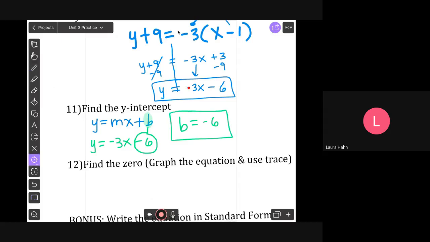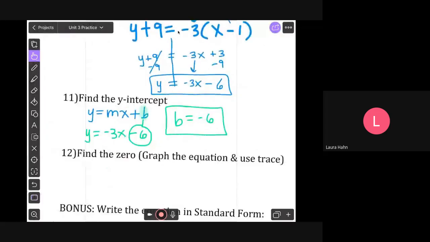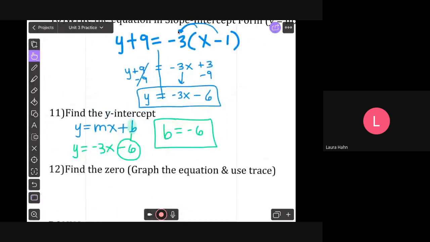Slope was negative 3, which we knew because we figured that out on problem 8. So y equals m, our slope, which we already knew was negative 3x, and then our b value, our y-intercept, is negative 6.